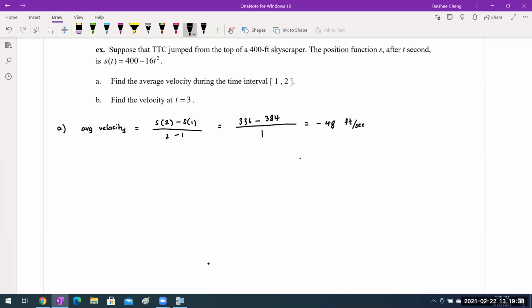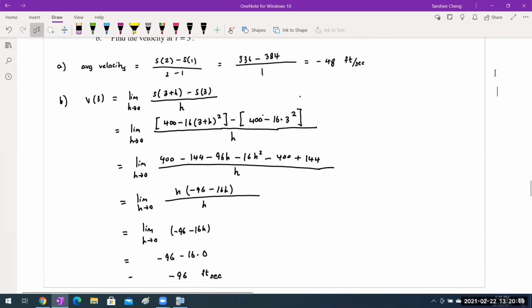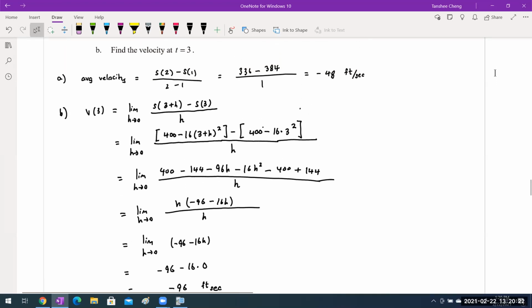Now, find the velocity at t equal to 3. So you're going to have to use the limit. Try that, and then let's check. The instantaneous velocity at 3 seconds. So we use the limit formula: the limit as h approaches 0 of s of 3 plus h minus s of 3, all over h.